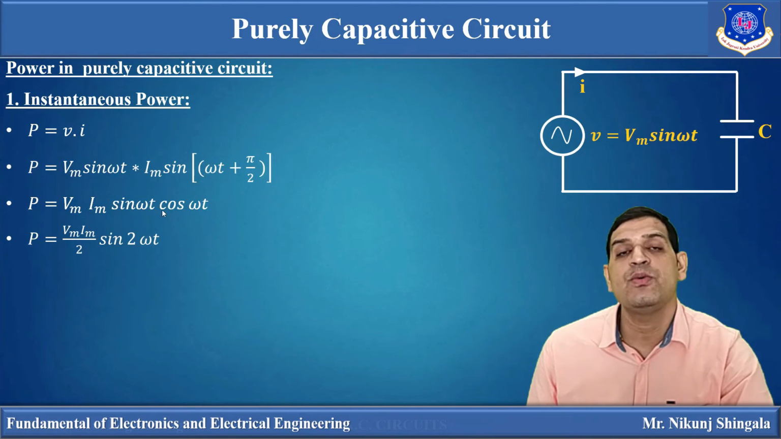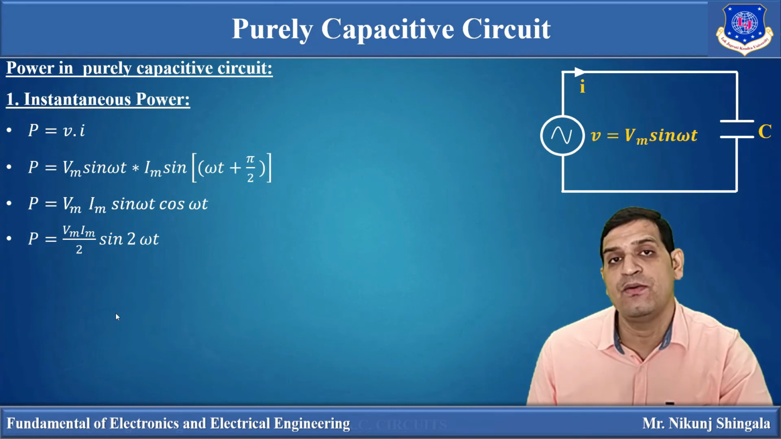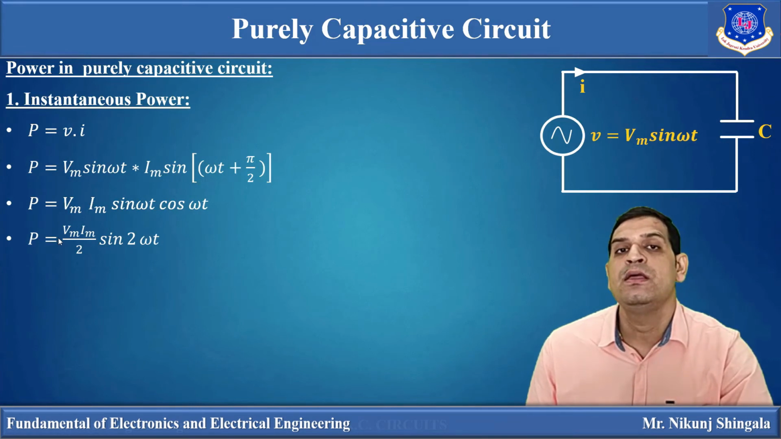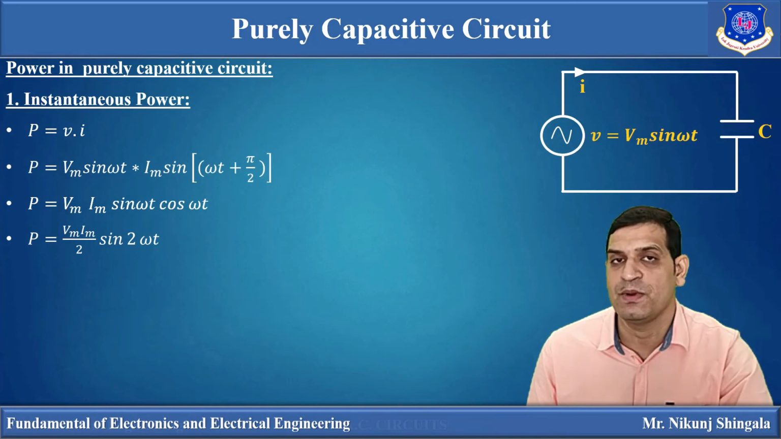Now multiplying and dividing this equation by 2, we have 2 sin omega t cos omega t, and 2 sin omega t cos omega t is nothing but sin 2 omega t. So we can write P is equal to Vm Im divided by 2 into sin 2 omega t. This is the expression of instantaneous power in the case of a purely capacitive circuit. In the case of a purely inductive circuit, we have a negative sign here. This is the only difference between the instantaneous power expressions of purely capacitive and purely inductive circuits.